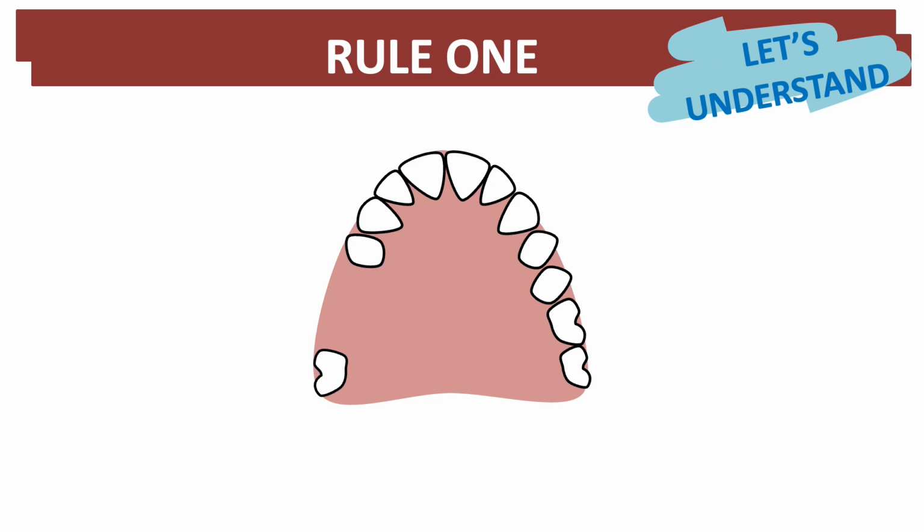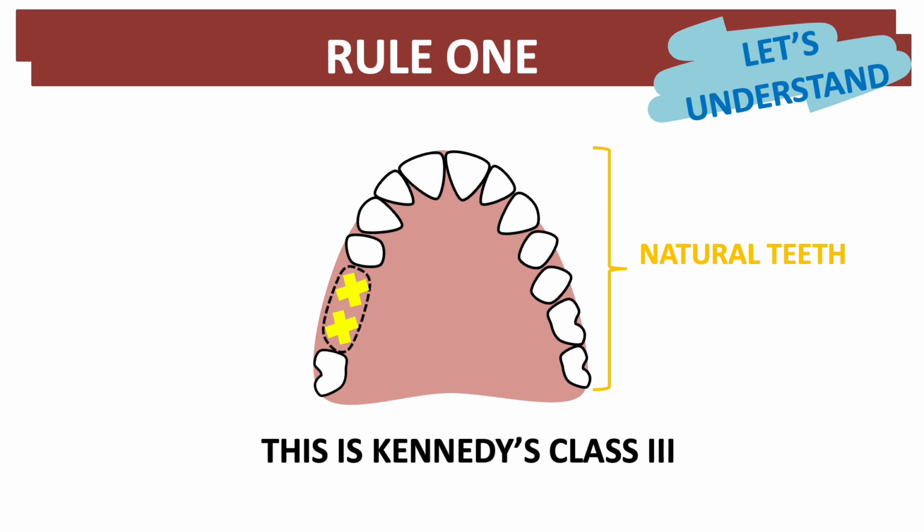Here we have a natural dentition. If these are the edentulous areas, two teeth, that is 5 and 6, are removed. Now this is Kennedy's class 3 because the edentulous area is surrounded by natural dentition both anteriorly and posteriorly. Detail about the Kennedy classification was already discussed. I will share the link.